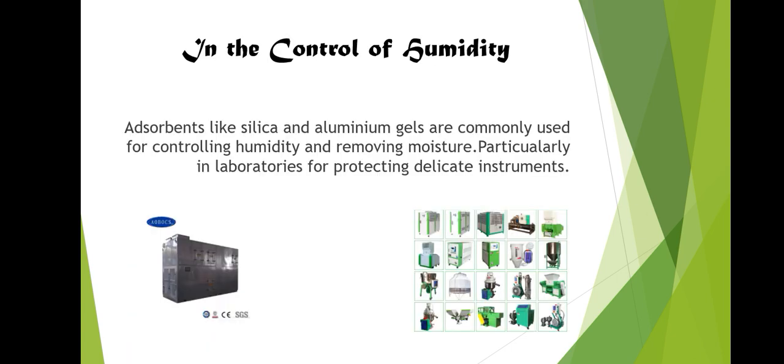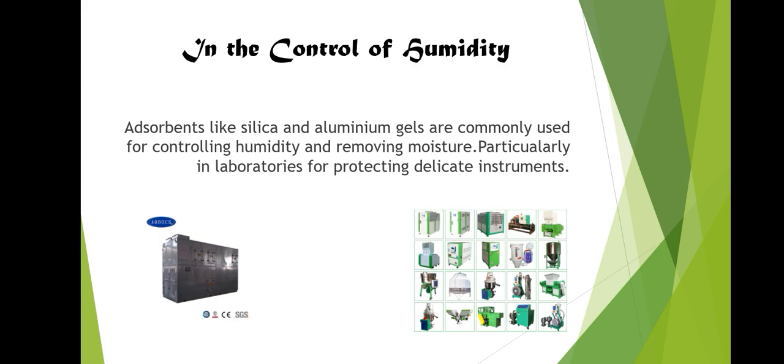And the second one is adsorption in the control of humidity. Silica and aluminum gels. The adsorbents like silica and aluminum gels are commonly used for controlling humidity and removing moisture, particularly in laboratories for protecting delicate instruments. Silica and aluminum gels are very good adsorbents for removing moisture and controlling humidity.